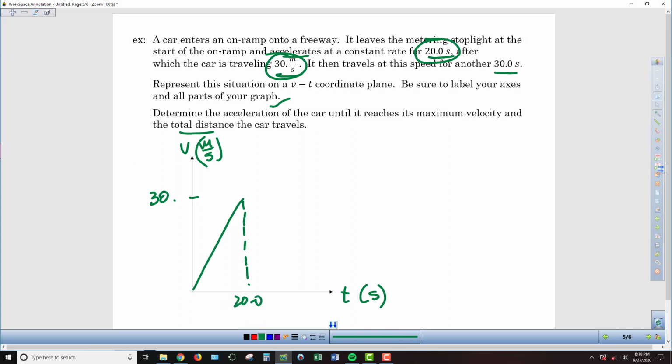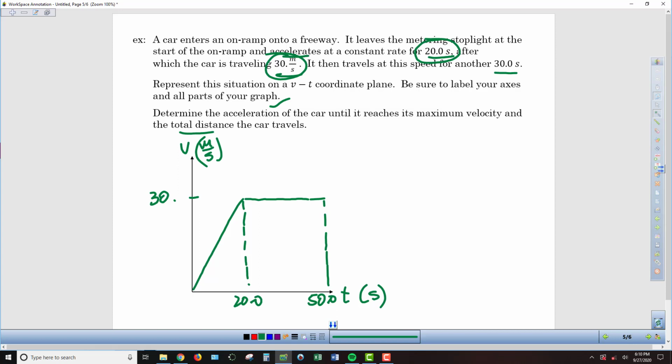And then we're traveling at this speed for another 30 seconds. So that means our velocity will not be changing, so we'll just have a horizontal component there. Then I'll just drop a perpendicular down to indicate that this happens 30 seconds later for this problem. So that means that's going to be at 50 seconds that we're going to reach that spot.